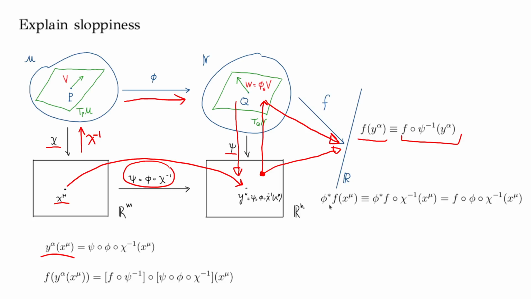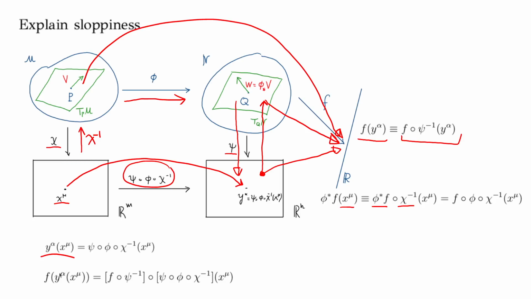Similarly, the pullback of f can be considered as a function of the coordinates x mu. But actually what we mean by that is that we compose this map with the inverse chi. So we go from x mu using the inverse of chi to the point P, and then we use the pullback to go to the real number f of Q. So this will give us a function of the coordinates x mu.